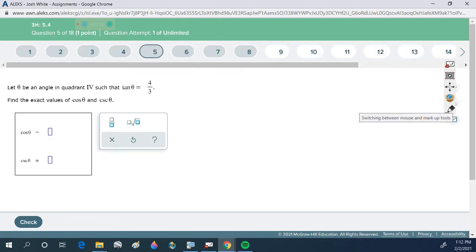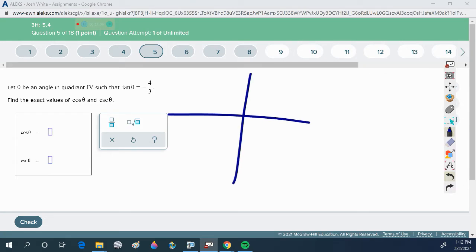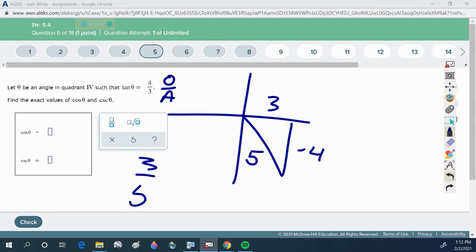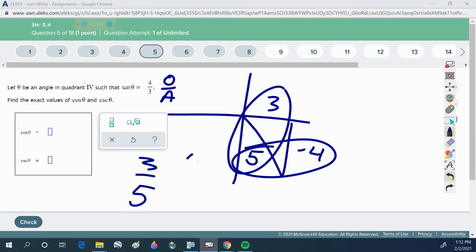We're in quadrant 4. Tangent is negative 4/3. So tangent is O divided by A. Which one of those is going to be negative? The O value, the Y value. So negative 4 and 3. And what's the hypotenuse going to be? 5. That's our favorite triangle, 3, 4, 5. And the cosine is going to be 3 over 5. And the cosecant is going to be 5 over negative 4.